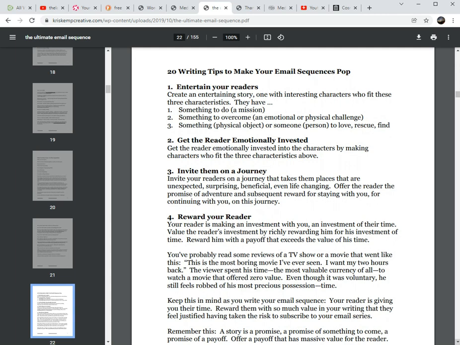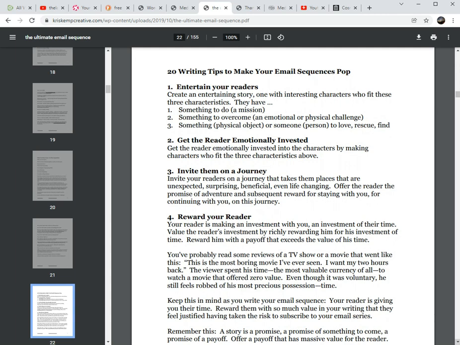Number three, invite them on a journey. You want to invite the readers on a journey to places that are unexpected, surprising, beneficial, and even life-changing. And you want to offer the reader the promise of adventure and subsequent reward for staying with you, for continuing with you on the journey. Are you going to solve the mystery? Are you going to rescue the princess? Are you going to overcome this obstacle? How is it going to change you? So they can empathize with you in a way, similar to the way you watch a movie, you empathize with some of the characters.